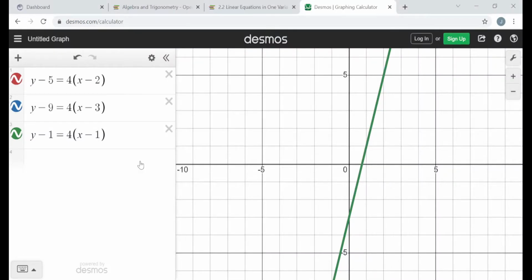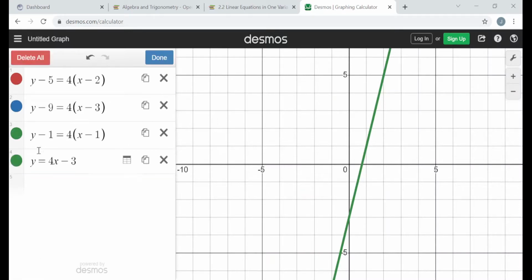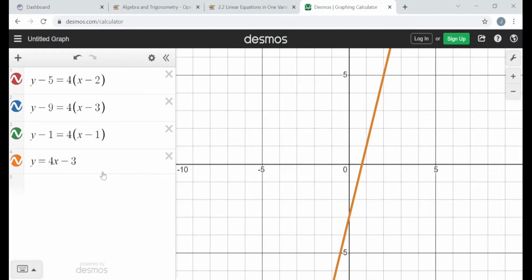So back on the Desmos site, I'll put in a fourth equation. y equals 4x minus 3. And I'll change the color on that to orange. And you see it pop. That orange line is right on top of all the other ones. Every time I activate it, you see it's exactly the same line. So all four of these equations are for the same picture. They describe the same points.